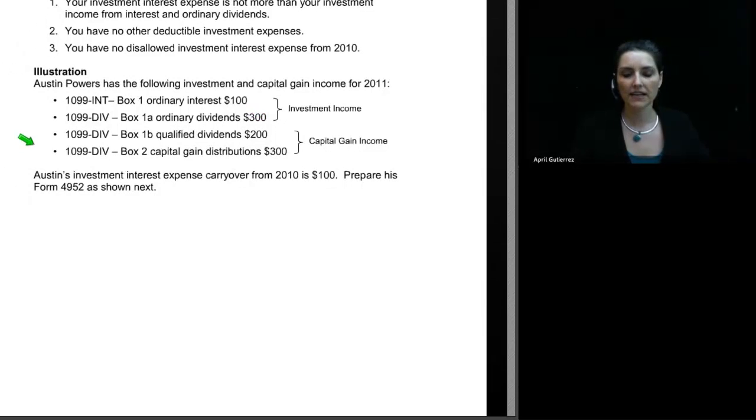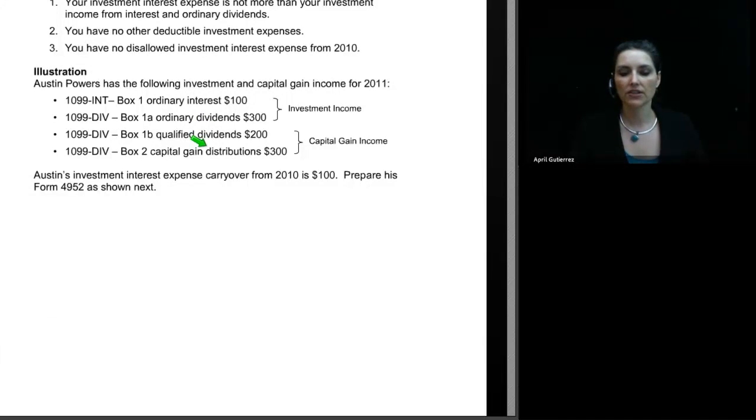But his 1099 DIV also has Box 1B completed showing qualified dividends of $200. And remember that when you're looking at a 1099 DIV, the amount in 1B is included in 1A. So Austin Powers has $400 of income that is interest and dividend income, but of the dividend income, $200 is actually capital gain qualified dividend income.